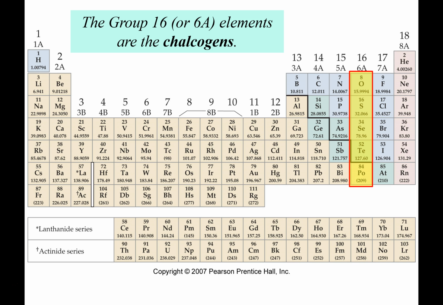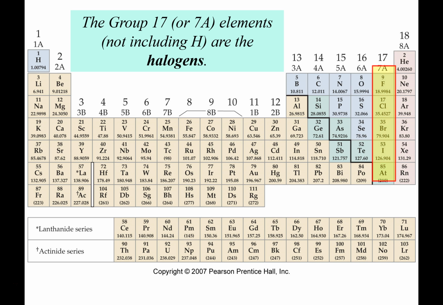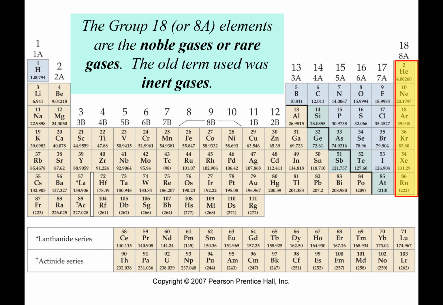And then we go to 7A, and it's a name that's a little more familiar. If you've heard of halogen lights, 7A are the halogens. And then 8A, I think you told me the other day, 8A has like three names. They're the rare gases, inert gases, and noble gases. So pick your choice. You're going to want to know those names.